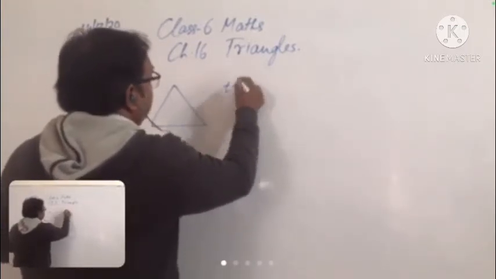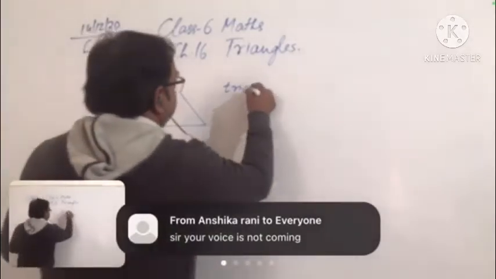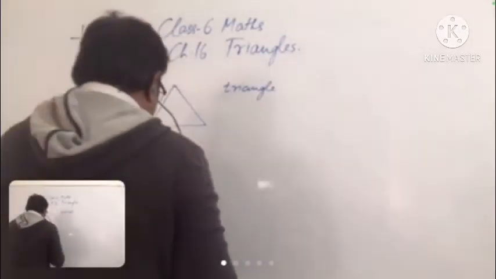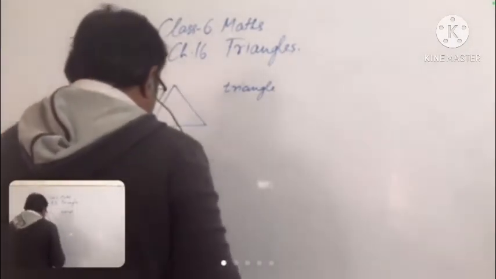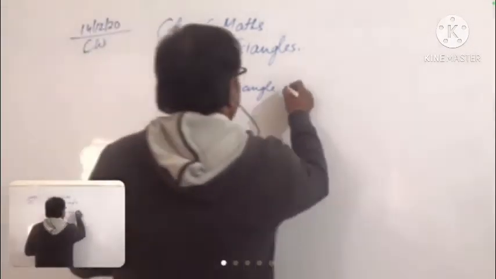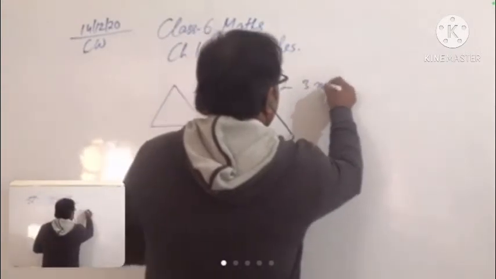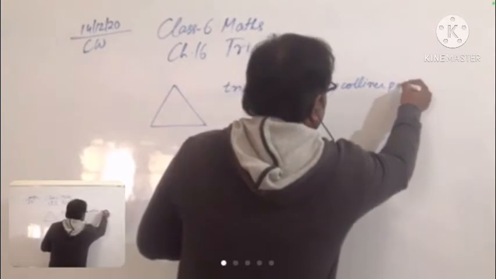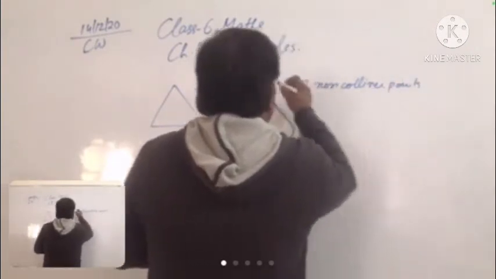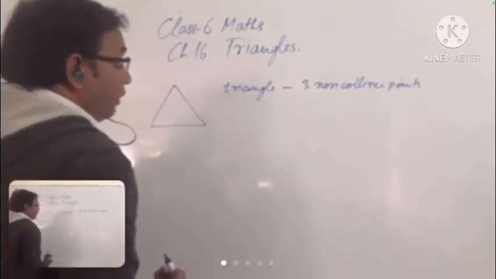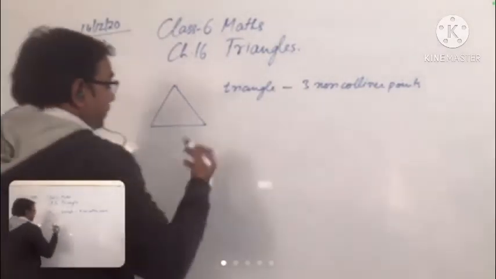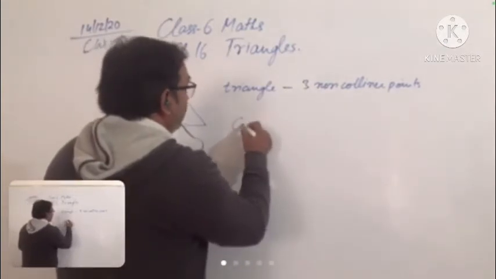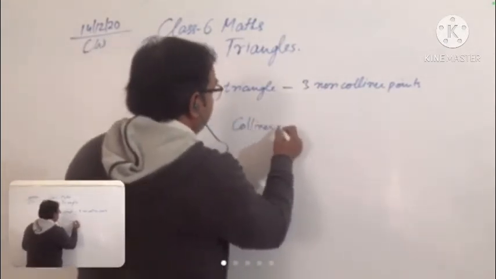Triangles are made from three non-collinear points. So first I will tell you what collinear points are. Collinear points are those points which exist in a straight line. Means some points in a straight line are said to be collinear. But the triangle is made from three non-collinear points.